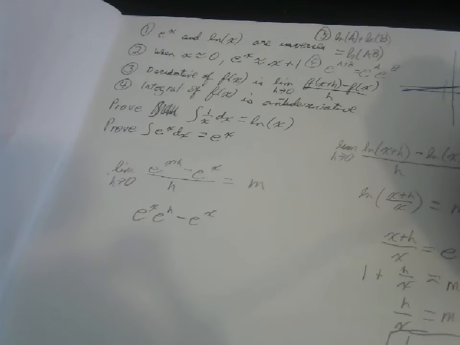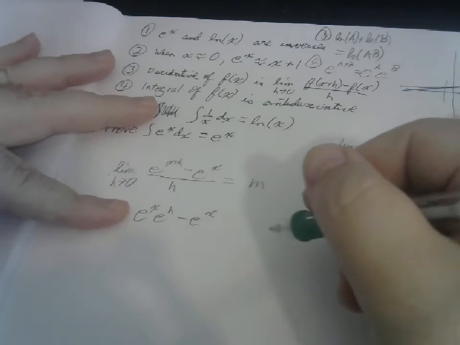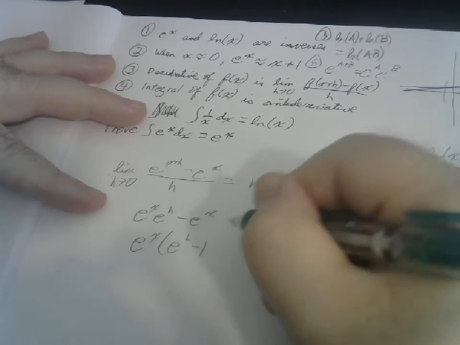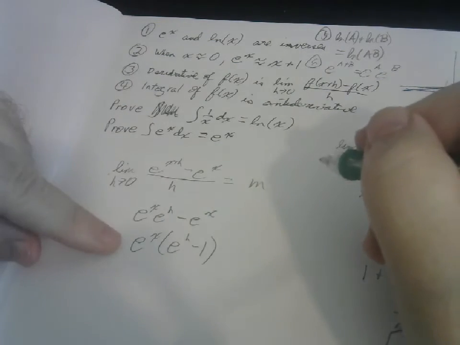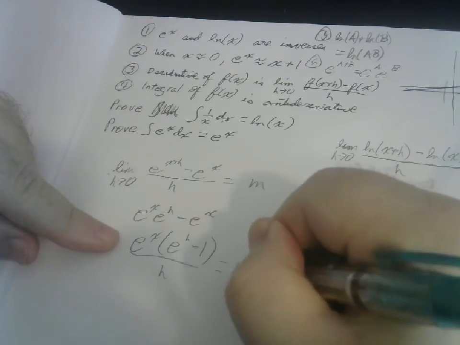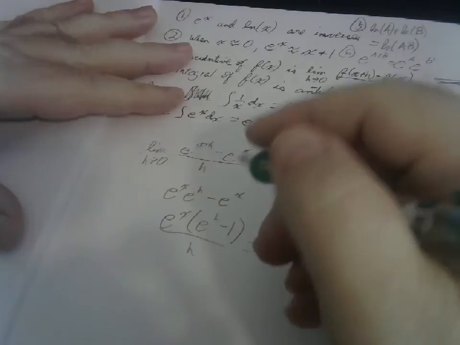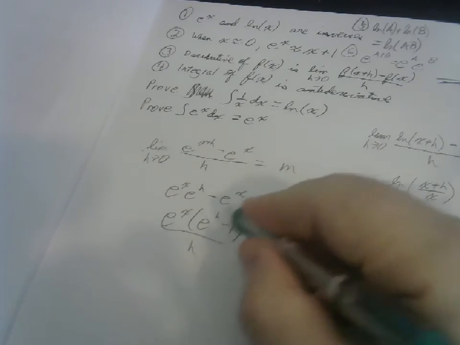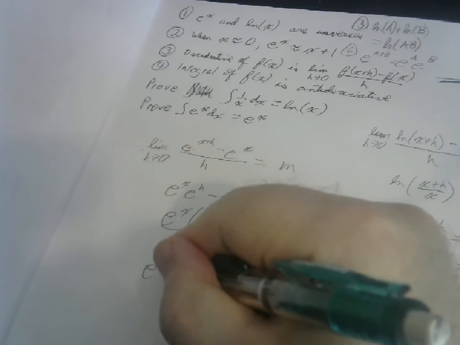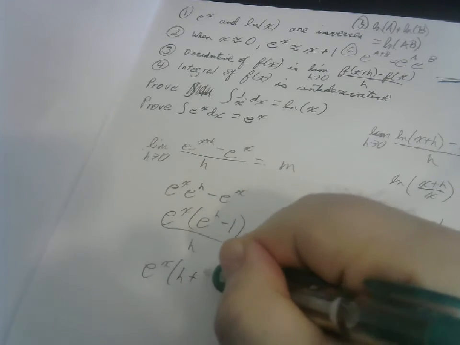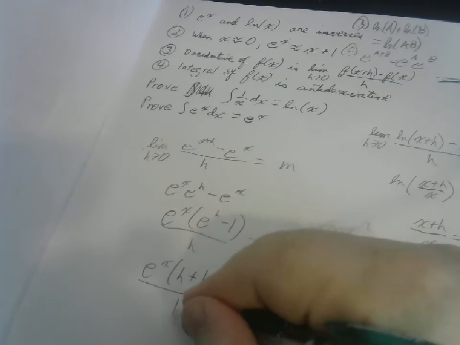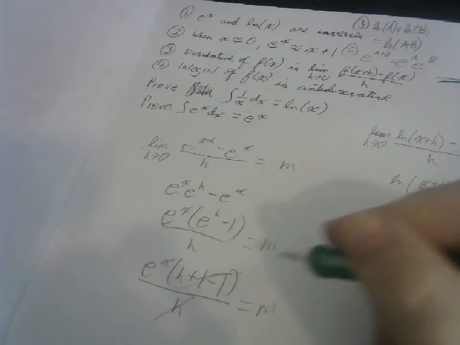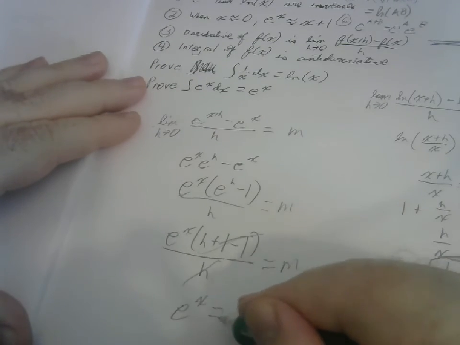So then we will do e to the x times (e to the h minus 1) over h equals m. And so h is going to be a small number, so I can replace e to the h with h plus 1. So it'll be e to the x times (h plus 1 minus 1) over h equals m. Plus 1 and minus 1 cancel out, h over h cancel out, and so we will have e to the x equals m.